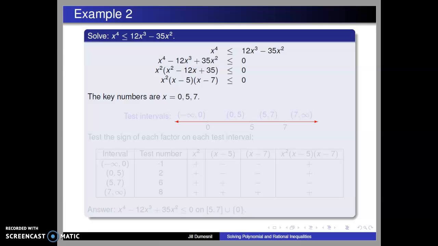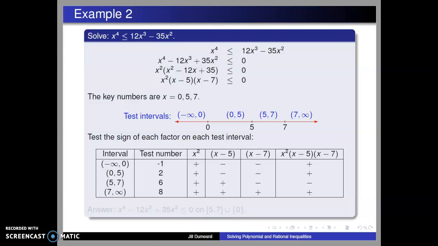Now we draw a number line and place the key numbers 0, 5, and 7 on it. This divides the number line into 4 test intervals, namely the interval from -infinity to 0, from 0 to 5, from 5 to 7, and the interval from 7 to infinity. We test the sign of each factor on each interval by choosing one test number from each interval. We choose convenient test numbers.